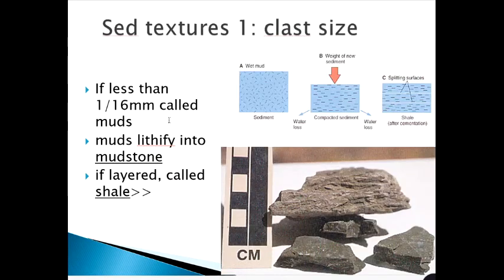What about smaller than that? If the size of your clasts is smaller than 1/16 of a millimeter, we just call that mud. So when you're looking at mud in a puddle or mud in a stream, you are looking at a bunch of clasts, but they're so small, under 1/16 of a millimeter, you can't really see them as individual particles. You see it as just this sort of pasty mess that we call mud. Mud is going to lithify and turn into mudstone. And as you'll hear me say sometimes, if it happens to be layered, has very fine layers in it, we'll call it a shale. So gravels, sands, and muds become conglomerates or breccias, sandstones, or mudstones.